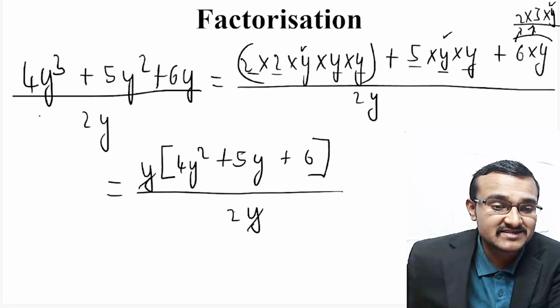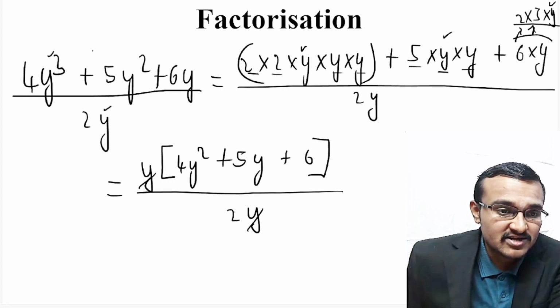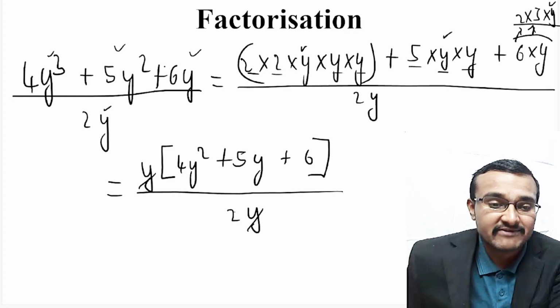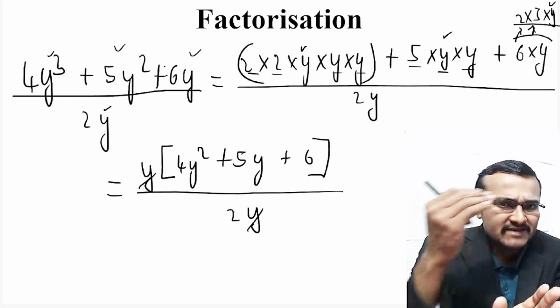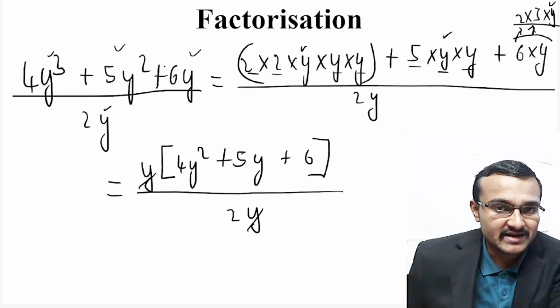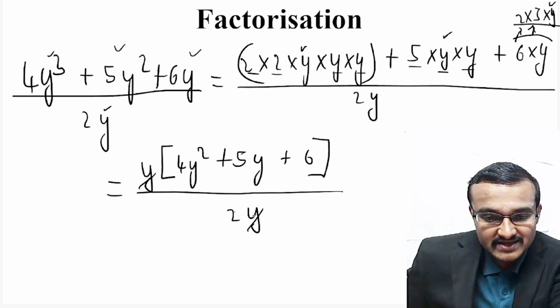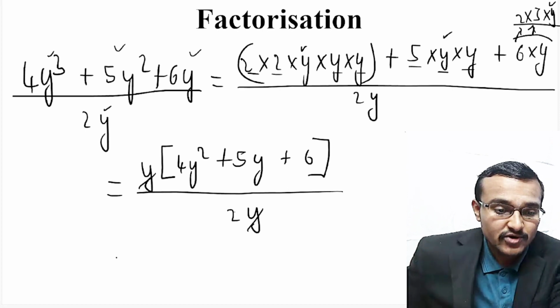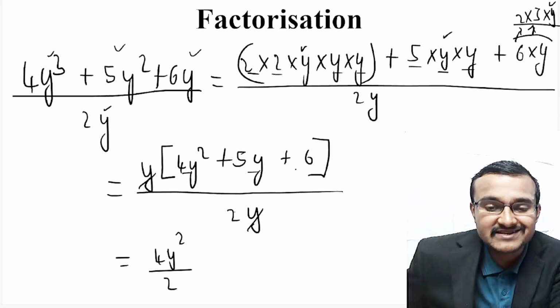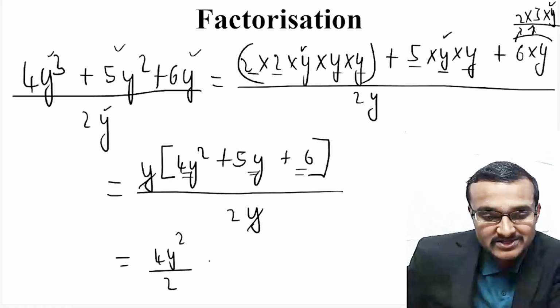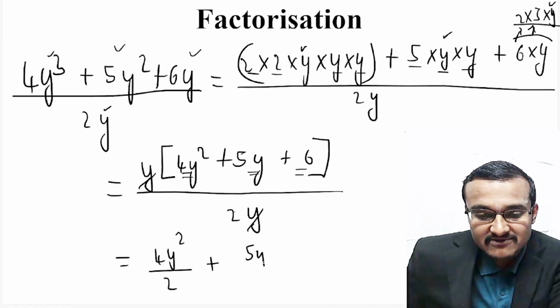Here you cannot cancel this particular y with these particular y's. But when you take common among those three terms which are there in the numerator, then you can perform division between numerator and denominator. That is, you can cancel this y and this y. Now you have 4y square divided by 2, because this 2 will divide all these three terms. So 4y square by 2 plus 5y by 2 plus 6 by 2.